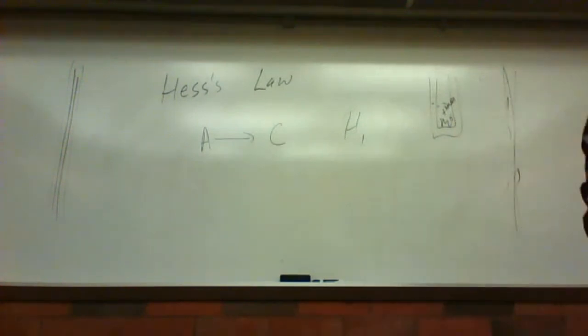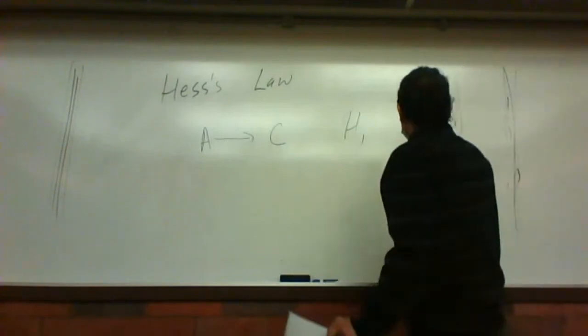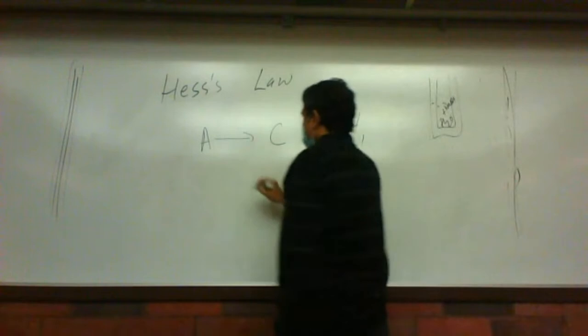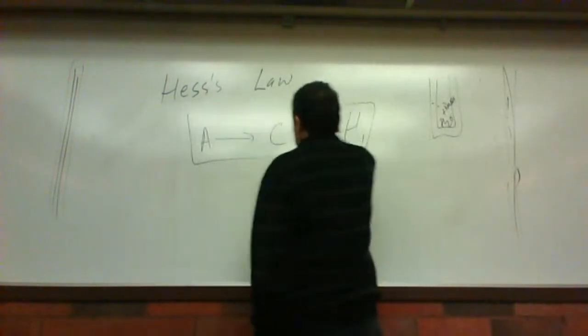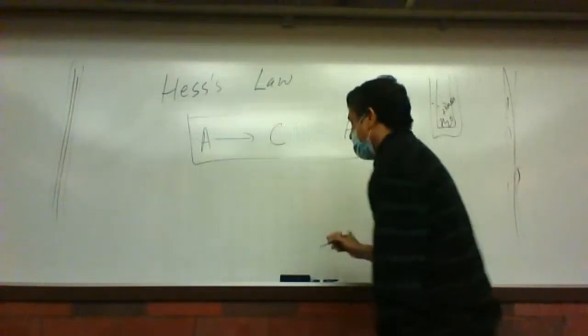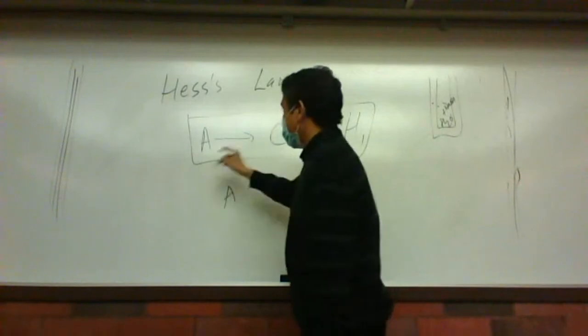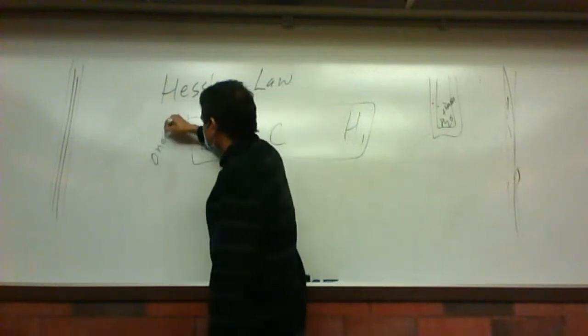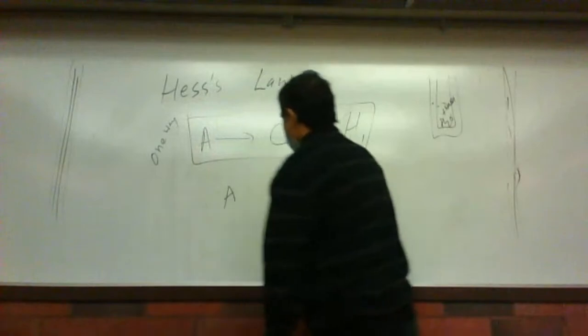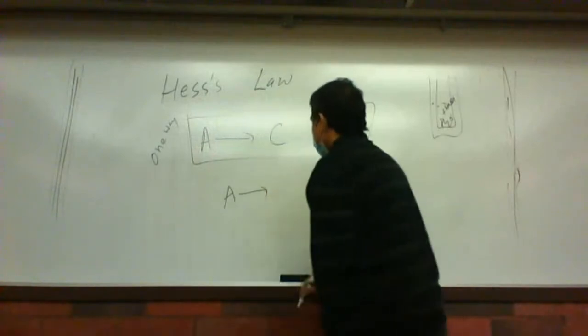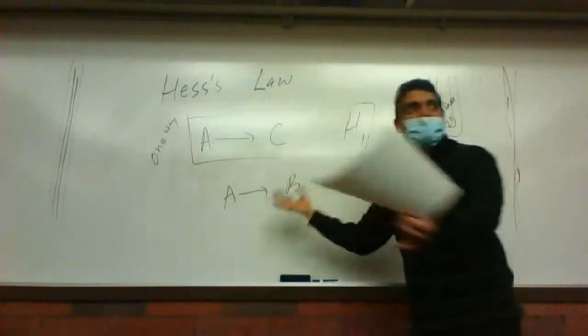So that's Q is equal to mC(T2 minus T1). Now you can do it this way, which is one way of doing things. Or you could do something like this. You take A. This is one way, yeah? You do another way. First, take A and change to B.